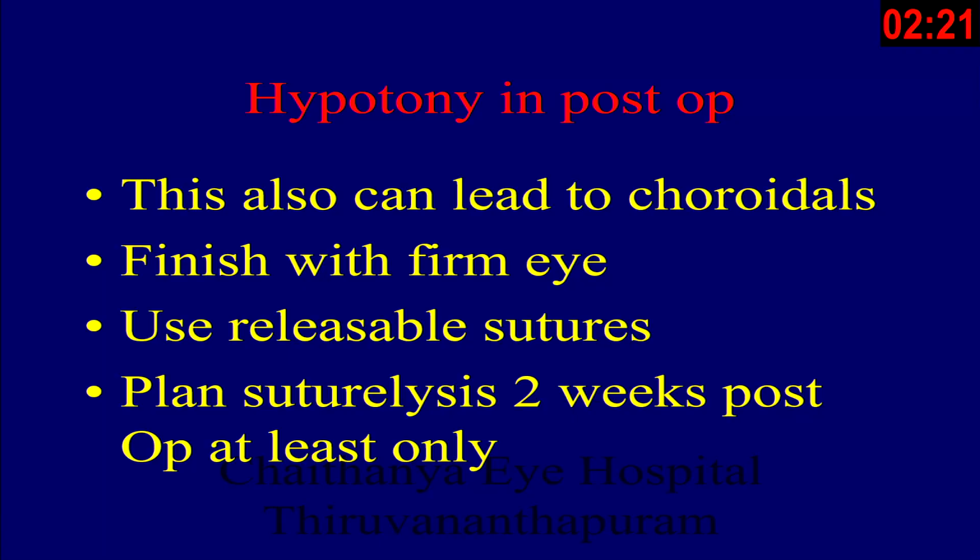Hypotony in the post-op can also lead to choroidals. So finish a trab in a closure with a fairly firm eye, use releasable sutures or plan suture lysis, but only after 2 weeks. For the first 2 weeks, be conservative, use massage or if needed, medications, and actual decompression should happen slowly over a period of time.